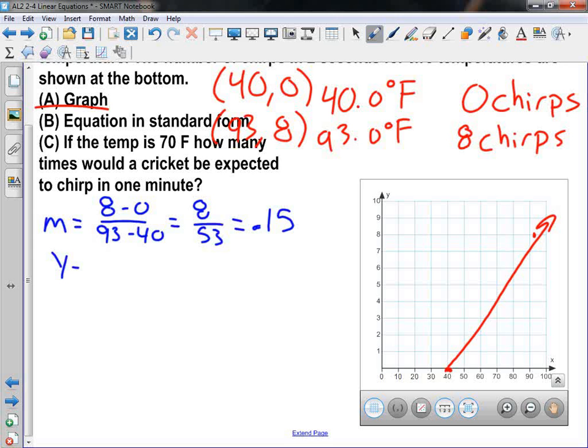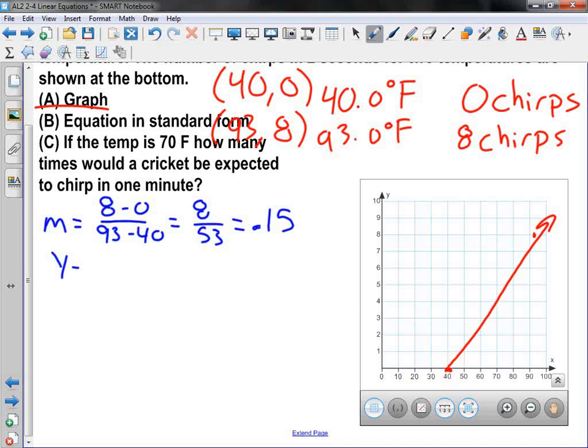Which point are we going to use? 93 and 8. Does anybody disagree with him? Everybody wants to do 93 and 8. 40 and 0. What did I say about choosing your points? Yeah, choose the one that looks like it's going to be easier to do math with. Okay? I think 40 and 0 is easier. Would you be wrong to select 93 and 8? No. You do more work probably.